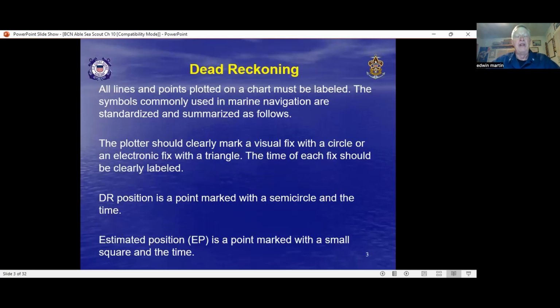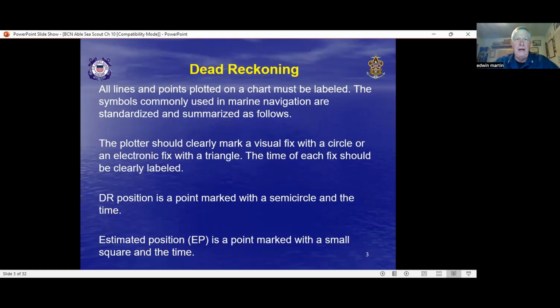All right, so what do we do? How do we do this? All right, all lines are plotted on a chart, must be labeled. The symbols commonly used, I'll show you a little bit later. You always start with a fix. That's your known point of origin, and that's where you go off from with your distance and your track line. And then you can compute your speed.